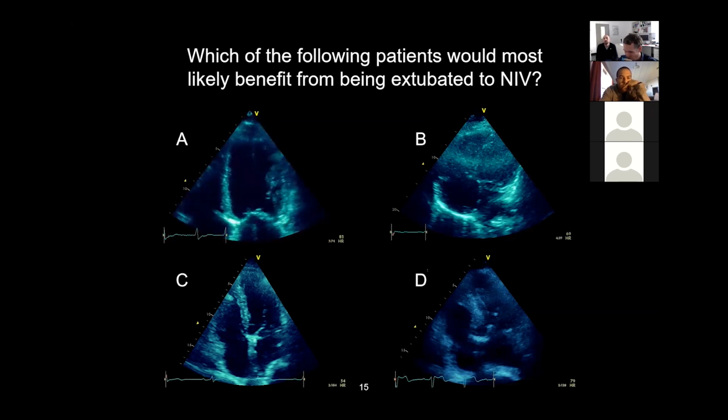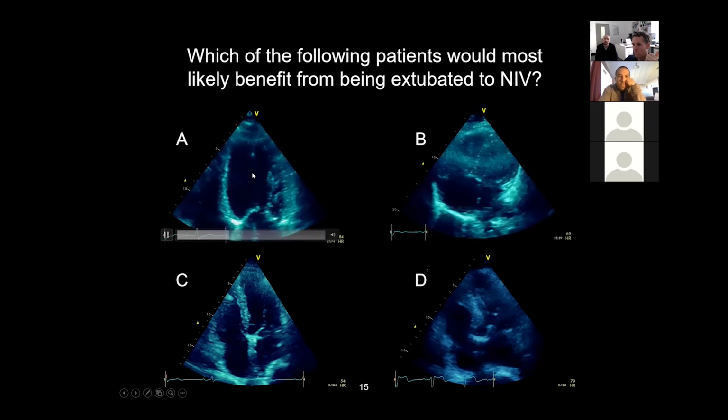Okay, so clip A is an apical 4 chamber. Yeah, apical 4. Probably moderate to severely reduced ejection fraction with what looks to be a large left atrium. So there's going to be systolic and diastolic dysfunction. And so that patient will very likely benefit from being extubated to non-invasive.